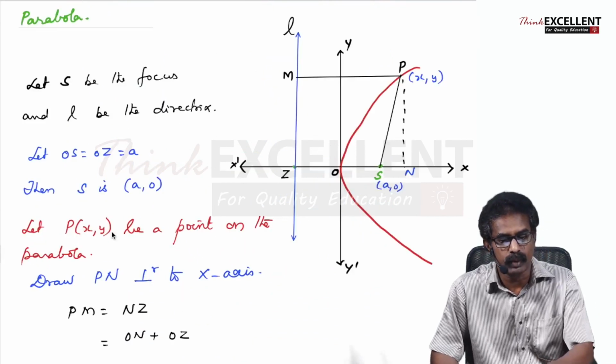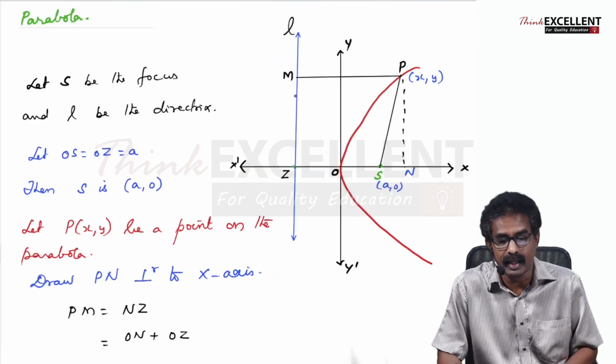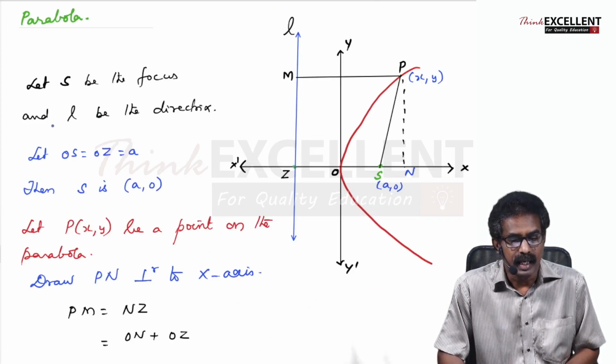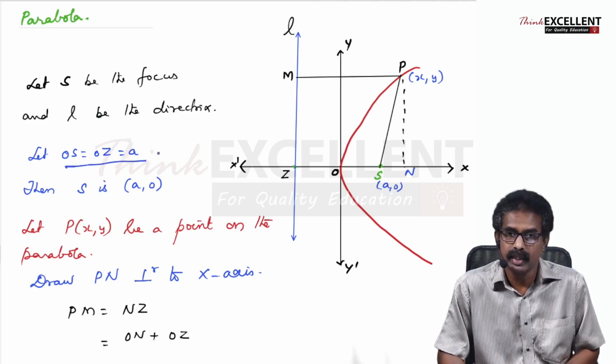So just we will show how you are right. You have to draw a diagram like this. Let S be the focus and L be the directrix. Only this one you have to remember: OS equal to OZ equal to A.